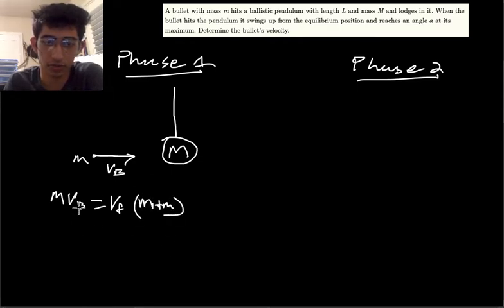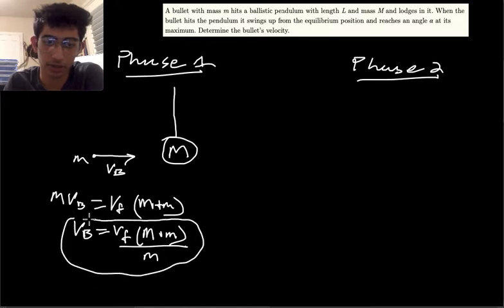So if we solve for the velocity of the bullet, we get the velocity of the bullet is equal to the final velocity of the combined object times its combined mass all over little m, the mass of the bullet. So now we have an expression for the velocity of the bullet. We have the mass little m, and we have the mass big M. What we need to find is the final velocity of the combined object. So that's where phase 2 comes in.